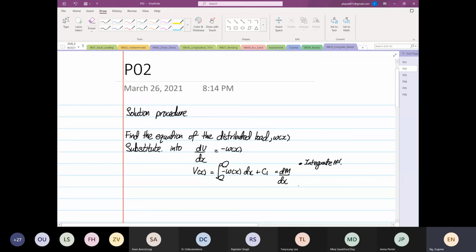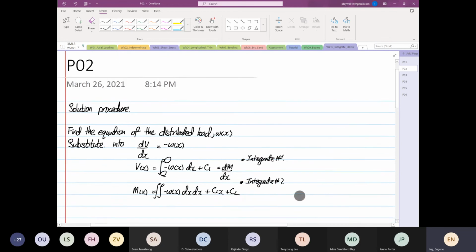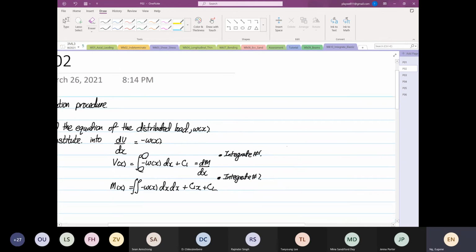Then we integrate again. Okay, so now we have m as a function of x is equal to minus, I'm going to do the same, minus omega as a function of x. You integrate twice, dx, plus c1x plus c2. Okay, so what you can see from here is the boundary condition.